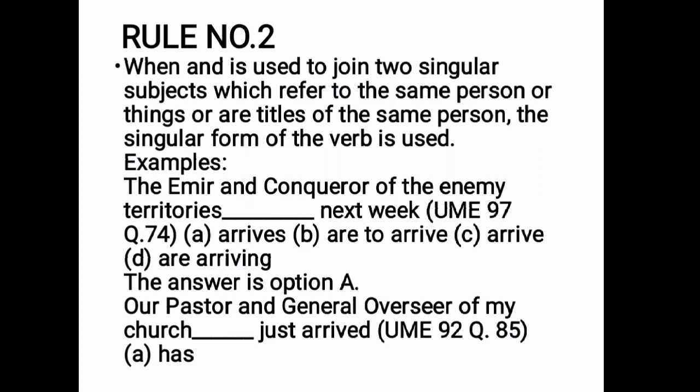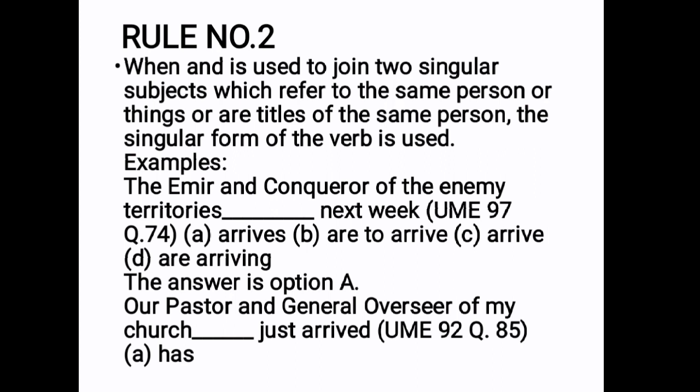Rule number 2. When "and" is used to join two singular subjects which refer to the same person or thing, or are titles of the same person, the singular form of the verb is used. Example: the emir and conqueror of the enemy territories arrives next week. The emir and the conqueror is the same person, so nothing changed. So we're going to use arrives, which is a singular verb.